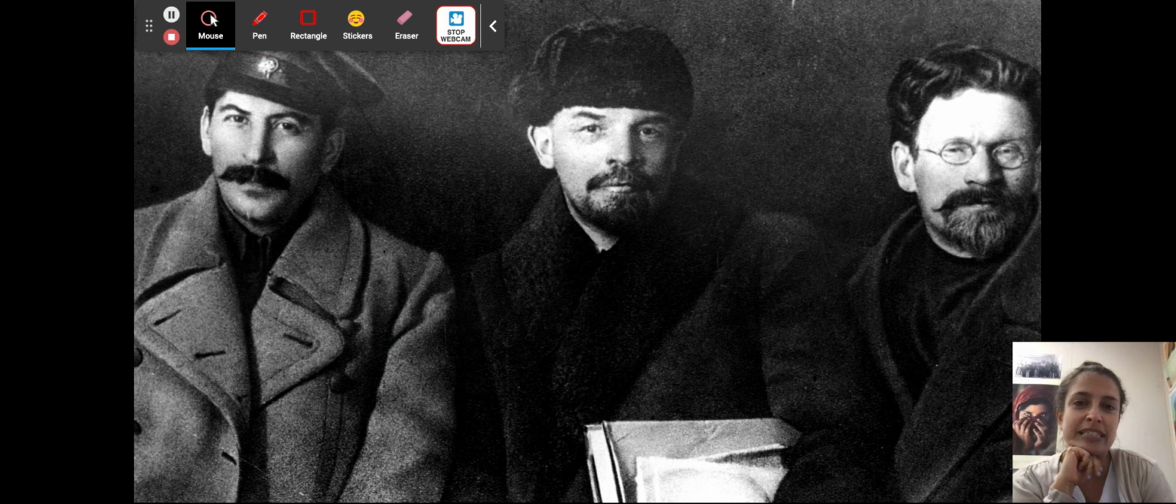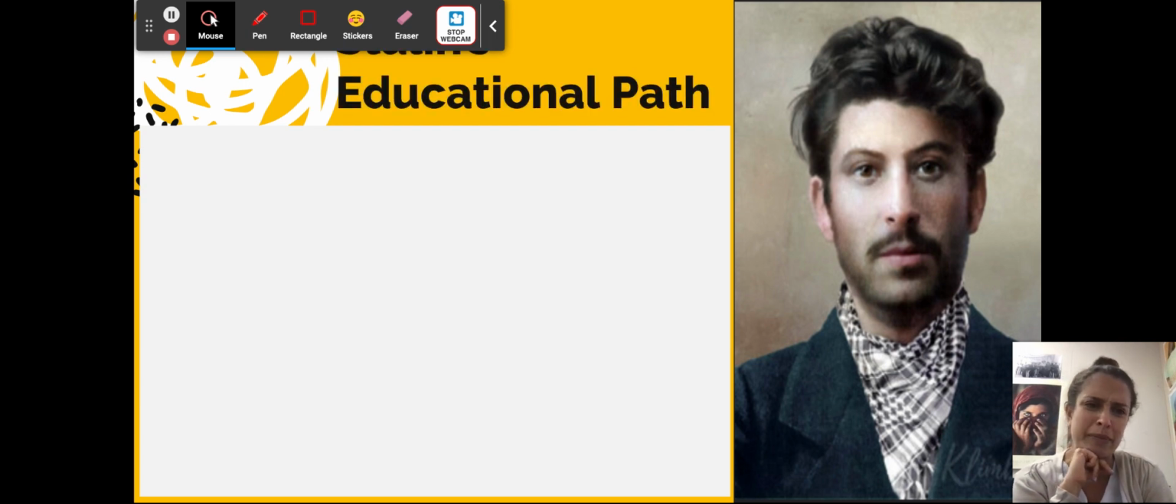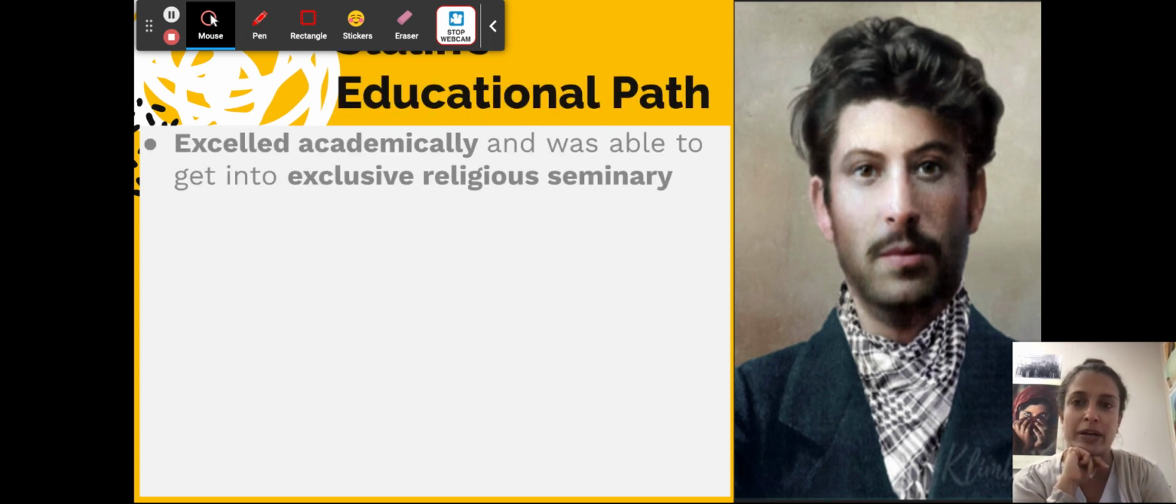Okay, here we see Stalin with Lenin and Trotsky. Here's Stalin. Here's Lenin and here's Trotsky. Vladimir Lenin is somebody we're going to be talking about a little bit today and a little bit next week. He was the leader before Stalin. All right, here's Stalin as a younger man, maybe like in his early 20s.